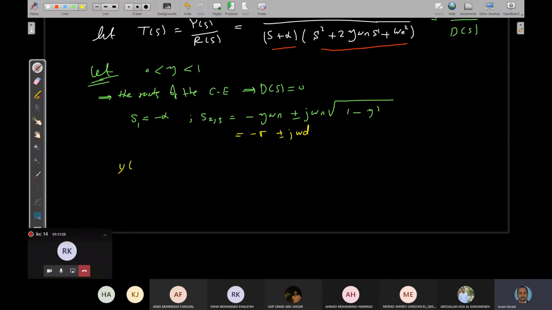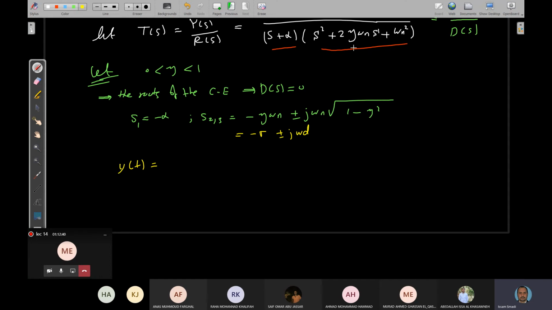Y of t equal to what? In order to get that. Y of t, Murad. We do the inverse Laplace. Give me that. We need to multiply T of S by R of S and take the inverse Laplace. Okay, fine. By the way, I need the form. I don't need the exact number. I need a form for that. So can you tell me that, Murad, and you will get 1 point.